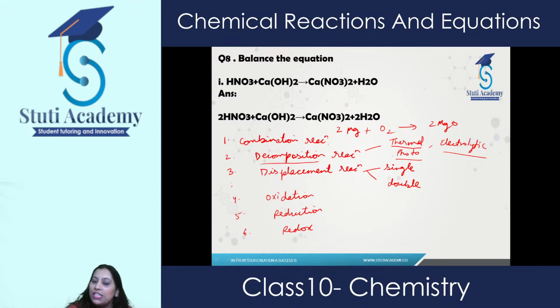Then we have displacement reaction, when only one displacement takes place. For example, one element displaces the other element. That's known as single displacement reaction. And in a double displacement reaction, when displacement takes place twice, that kind of reaction is known as double displacement reaction. Then we have oxidation reaction.